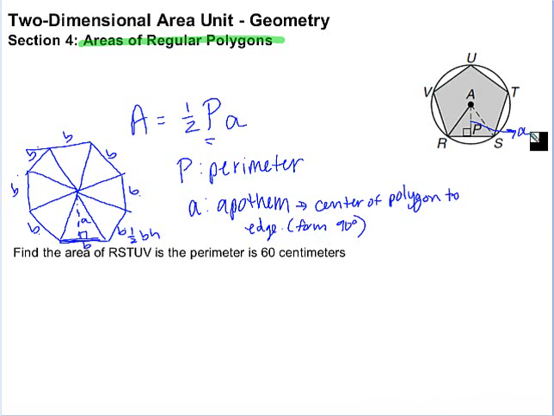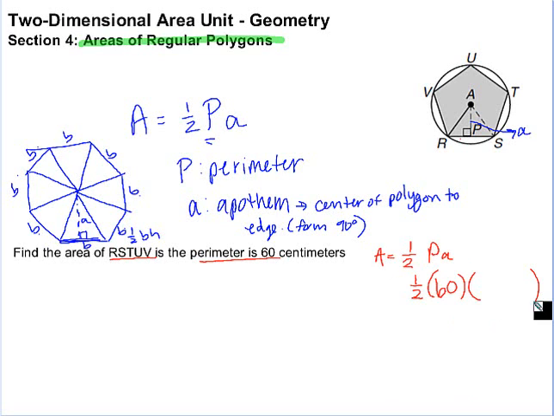Typically, to find the apothem, we are going to have to use our knowledge of right triangles. So we'll be using a lot of 30-60-90s, and a lot of sine, cosine, tangent. So we want to find the area of RSTUV right up here if the perimeter is 60 centimeters. First off, we know that the area is 1/2 perimeter times apothem. So we already have the perimeter is 60. We now need to figure out what the apothem is.